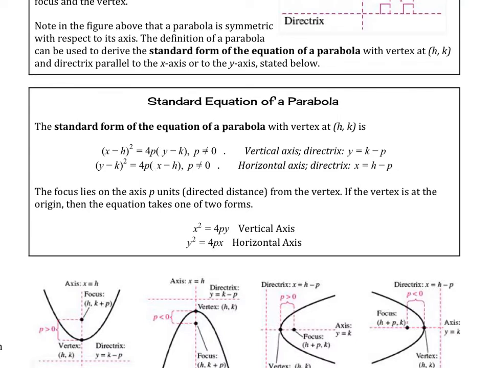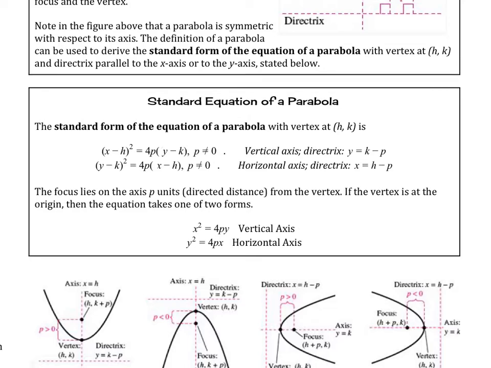Okay, and then notice that for the vertical axis, the directrix is y equals k minus p. So vertical axis, we're using this. Notice that in x minus h, the x is squared, and then for here the y is squared for horizontal axis. Okay, and we'll look at some pictures below to help us out. The focus lies on the axis p units, its directed distance, from the vertex. If the vertex is at the origin, then the equation takes one of two forms. So x squared equals 4py for the vertical axis, and y squared equals 4px for the horizontal axis.